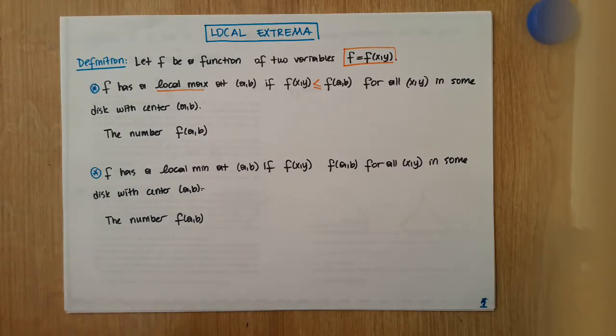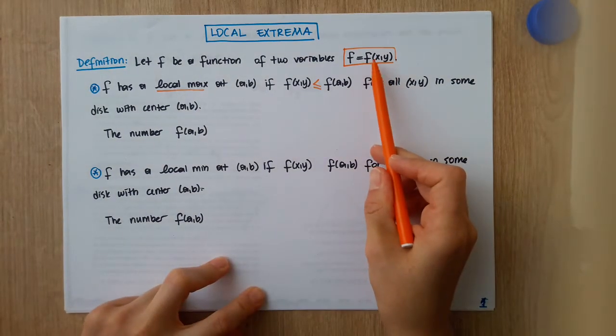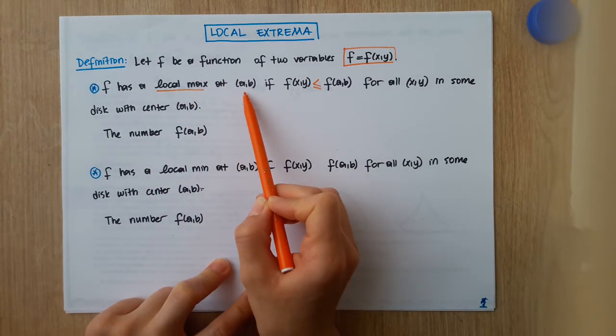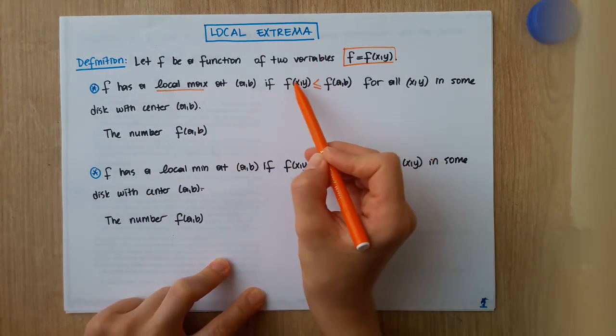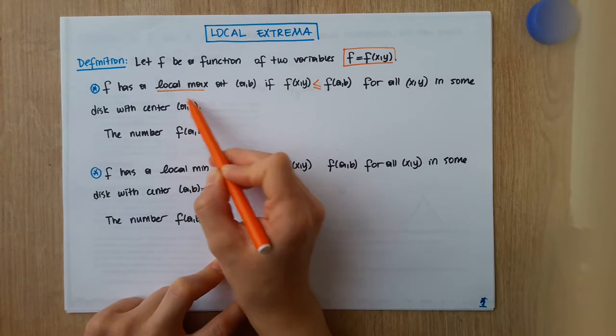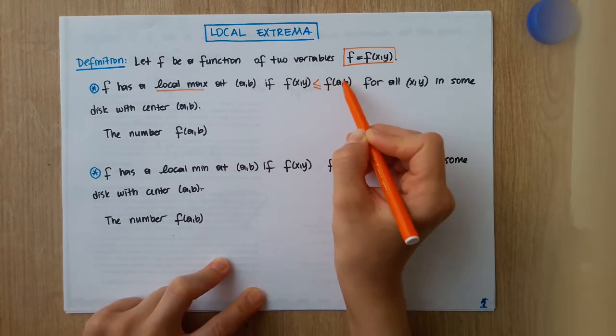Hello everybody, in this video I will talk about local extrema, and let's start with the definition of the local maximum and the local minimum. Here we have a function of two variables, f equals f of x, y, and f has a local maximum at (a, b) if f of x, y, the value of f at the points (x, y) in some disk with center (a, b), is less than or equal to the value of the function at (a, b).